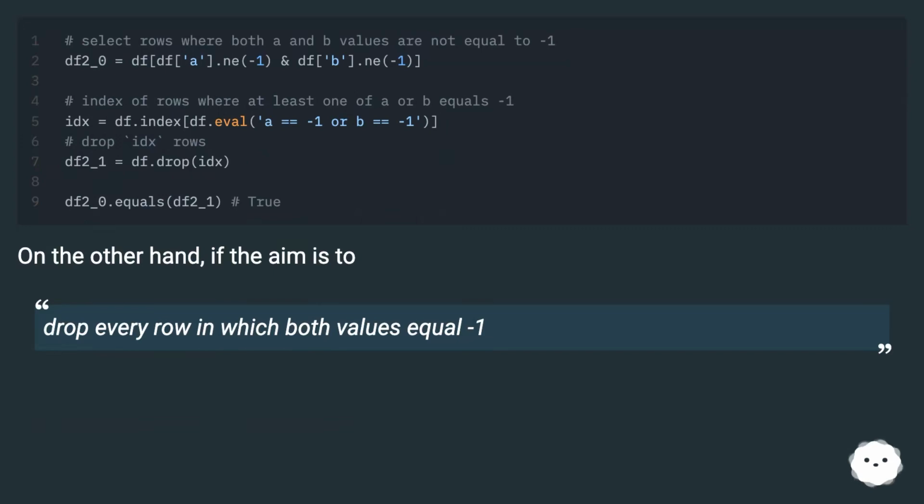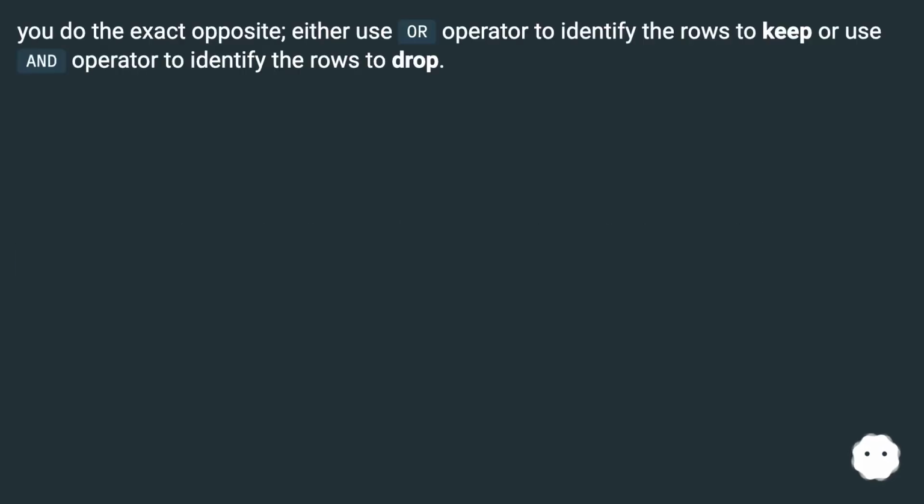On the other hand, if the aim is to drop every row in which both values equal -1, you do the exact opposite. Either use an OR operator to identify the rows to keep or use an AND operator to identify the rows to drop.